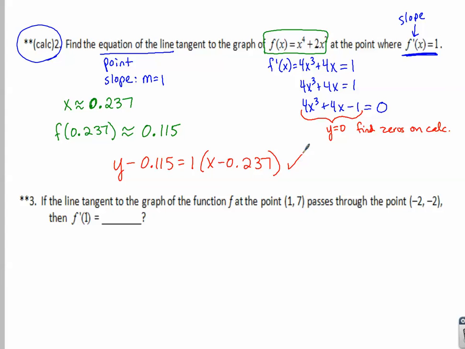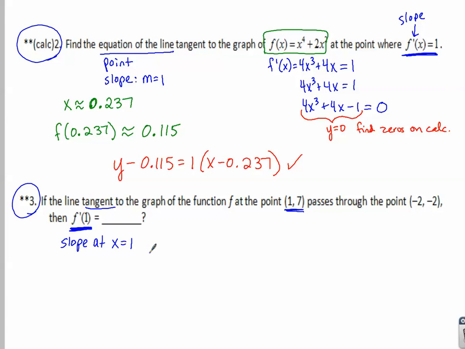Look at number 3. Also from an AP exam. If the line tangent to the graph of the function at the point (1,7) also passes through this other point, then what does f prime of 1 equal? So it's tangent at this point (1,7), and we're looking for the derivative at 1. This is asking the derivative at 1 or the slope at x equals 1.